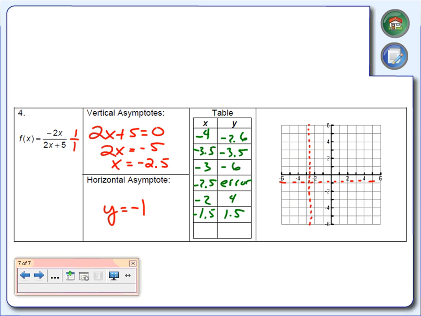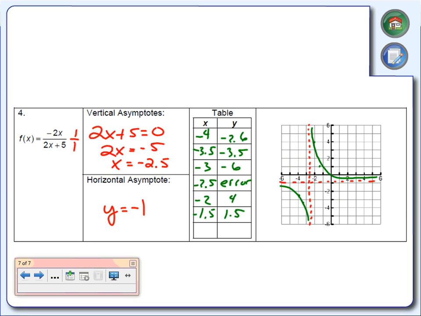So -4 right over here, -2.6 would be somewhere about here. -3.5 and -3.5 right about there. -2.5, error, well, that's where our vertical asymptote is. So my graph looks a little something like that. -2, +4 would be up here. -1.5 and +1.5. So my other part of the graph is going to look something like this here.